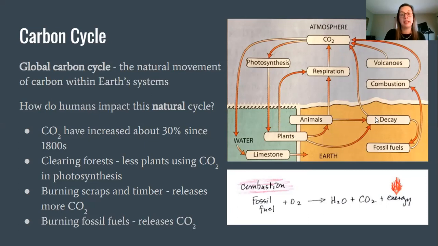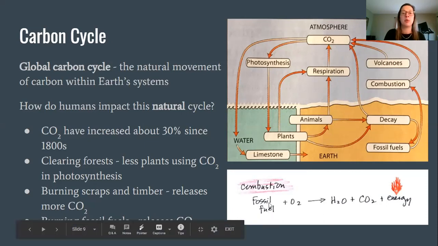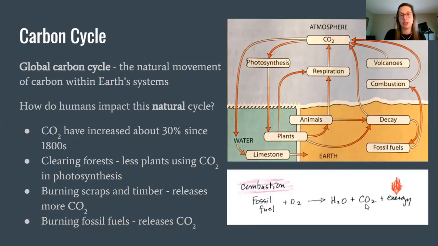Plants can also decay. When they decay, they become fossil fuels. They're burned through combustion, and they become carbon dioxide in the atmosphere. Volcanoes also release carbon dioxide into the atmosphere. And remember, we have this combustion reaction here. Anytime you burn a fossil fuel, it burns in the presence of oxygen and produces carbon dioxide, water, and an energy source, which is what we capitalize on.